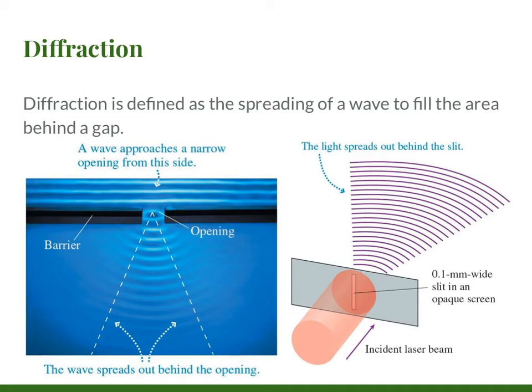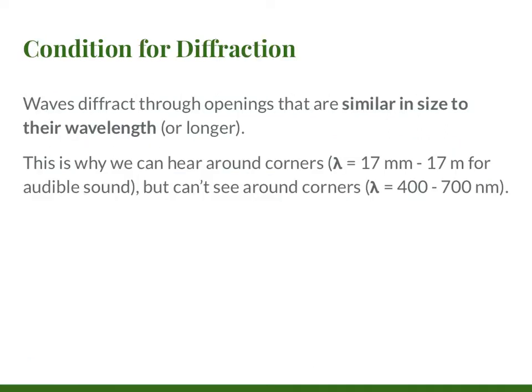And the same thing happens for light. As it goes through a tiny little gap here, it spreads out to fill all of that area behind the gap. And that's what we call diffraction. All right, but there is a condition for diffraction. The condition is that waves will only diffract through openings that are similar in size to their wavelength or longer.